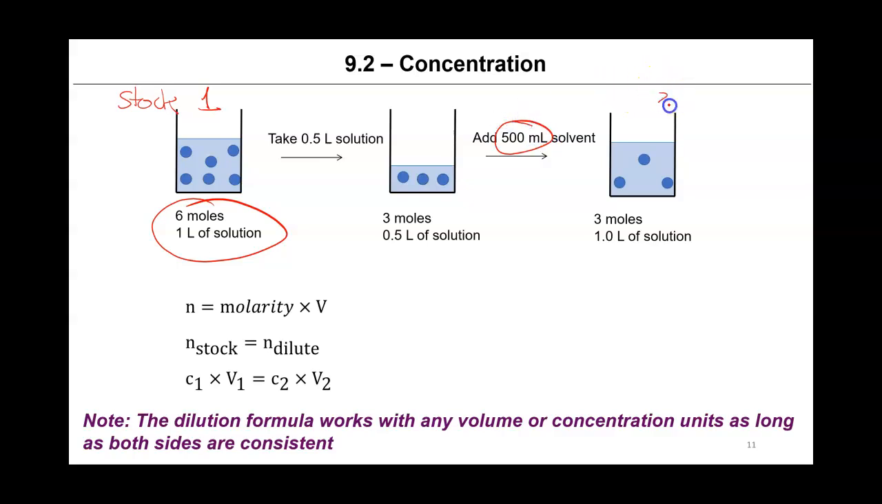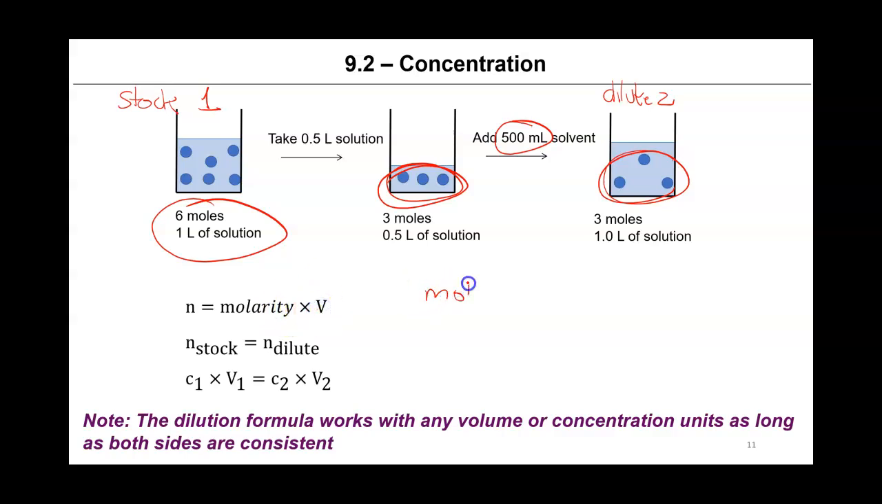This gives us solution 2, what sometimes we call our dilute solution. So we move from our stock solution to our dilute solution. Now, an important observation to make is that the number of moles that we took from our stock solution is exactly equal to the number of moles that we end up with in our dilute solution. So the number of moles is equal to the molarity times the volume.